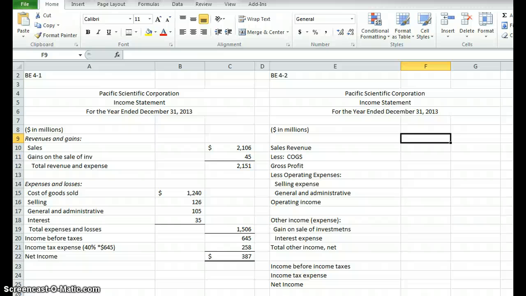All right, so brief exercise 4.2 is taking the same data that we just used, and it's asking us to prepare a multi-step income statement. So we're just going to reformat the data. The data is not changing.